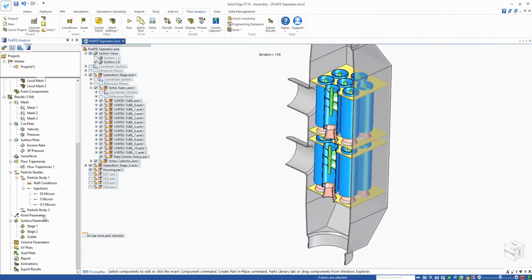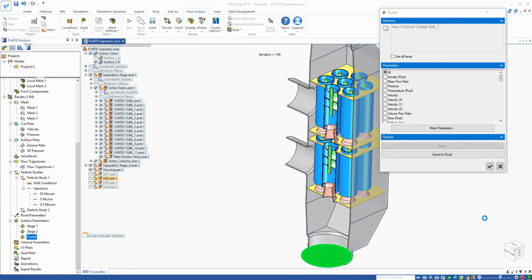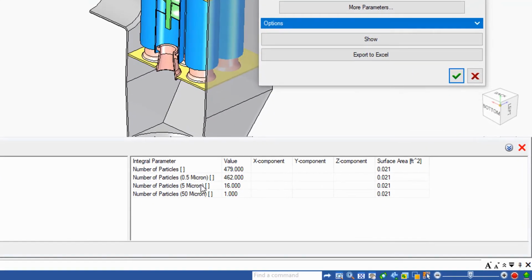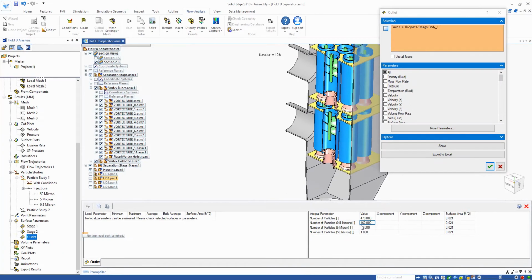And then finally, if we look on the outlet to understand how many particles are going down there, we can see that only 0.1% of the 50 micron particles are getting through, but for the 0.5 micron, you can see 462 of the original 1,000 particles are getting through. So only a 53% separation efficiency at 0.5 micron.